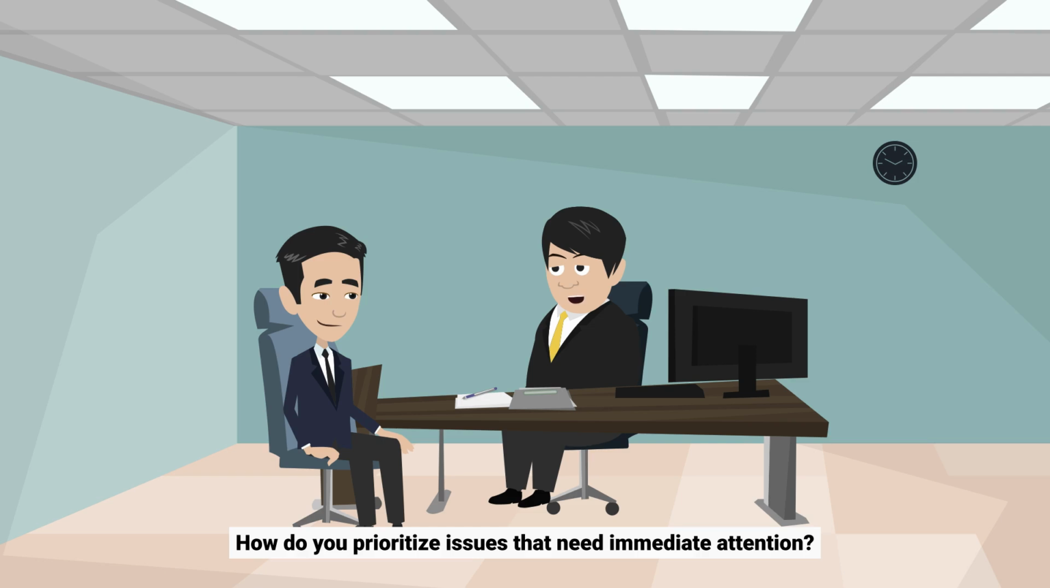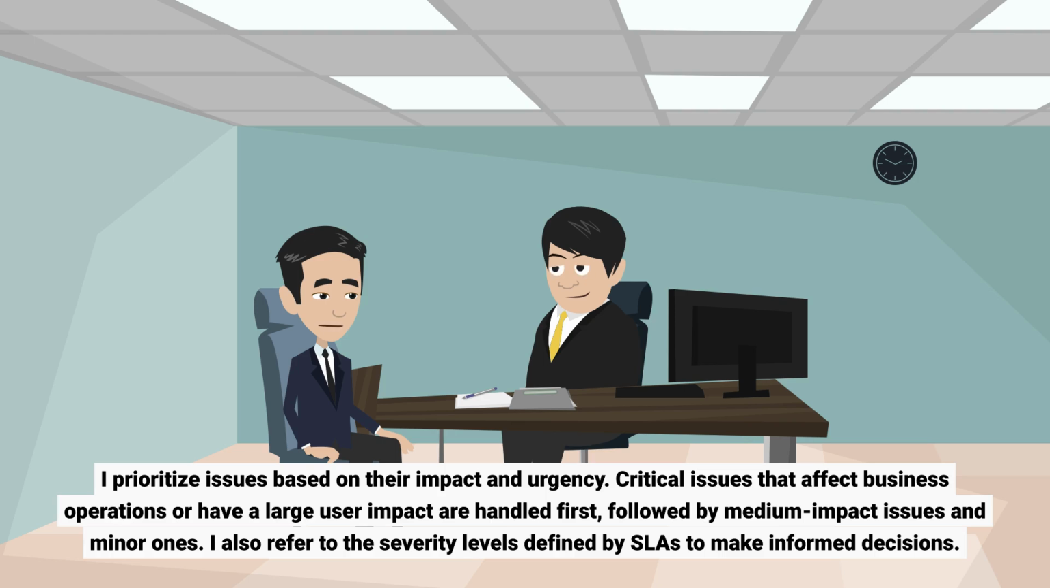How do you prioritize issues that need immediate attention? I prioritize issues based on their impact and urgency. Critical issues that affect business operations or have a large user impact are handled first, followed by medium impact issues and minor ones. I also refer to the severity levels defined by SLAs to make informed decisions.